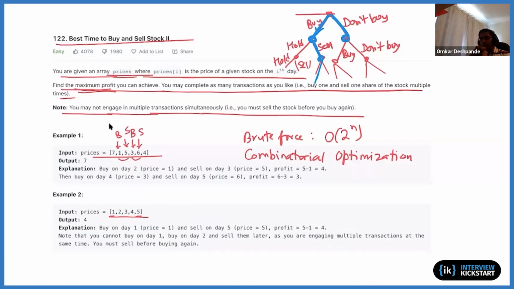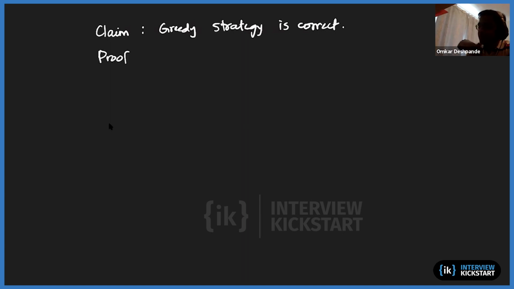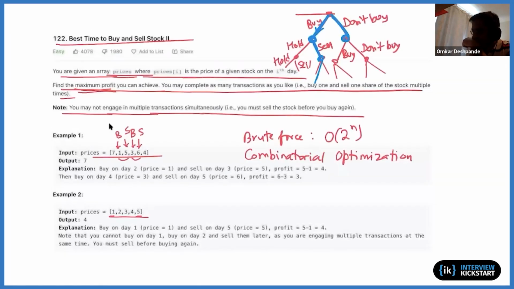Now, why will this greedy approach work? Is this the best possible thing we can do? So the claim is that the greedy strategy works correctly. Why? We can again give a proof by contradiction. Suppose our solution here is not optimal.